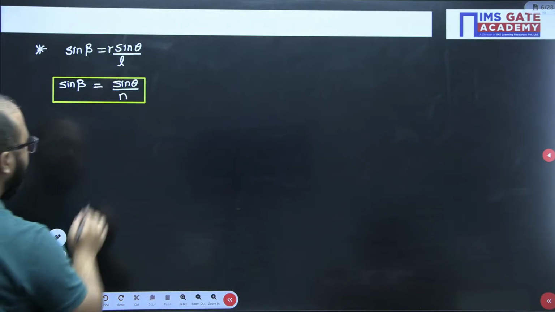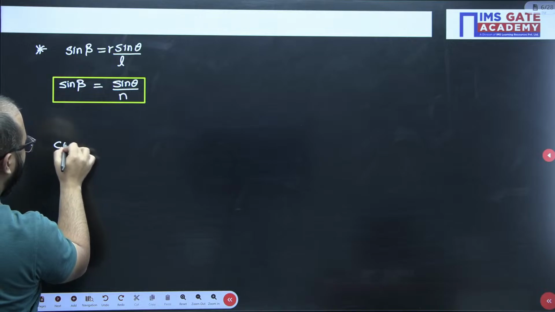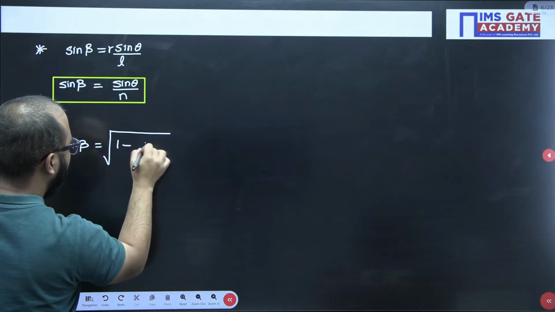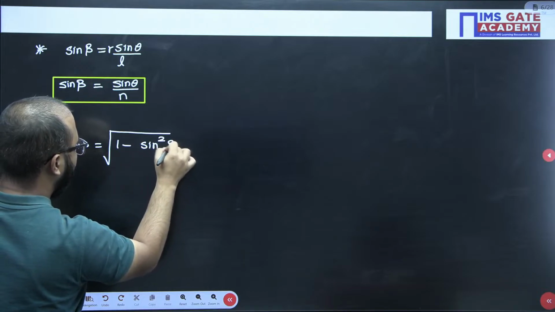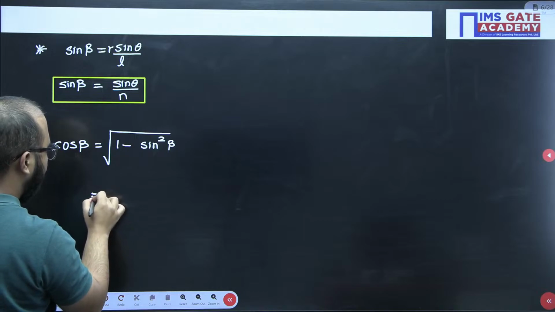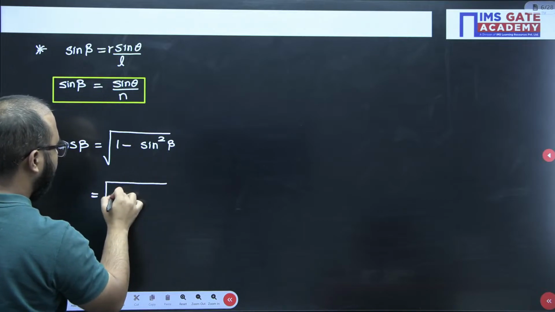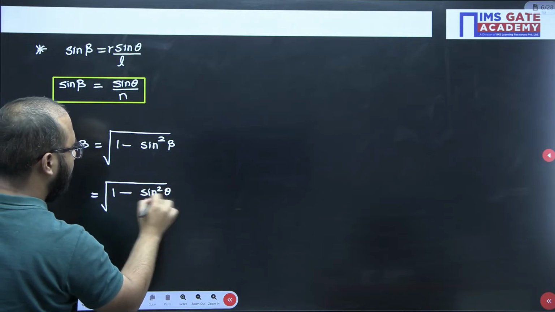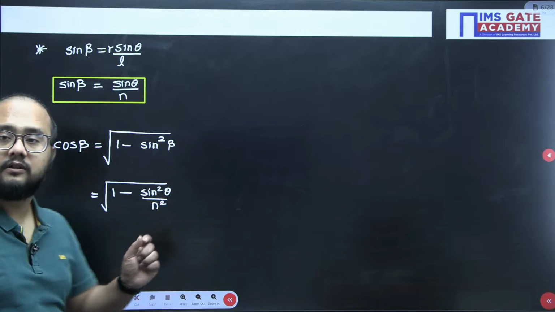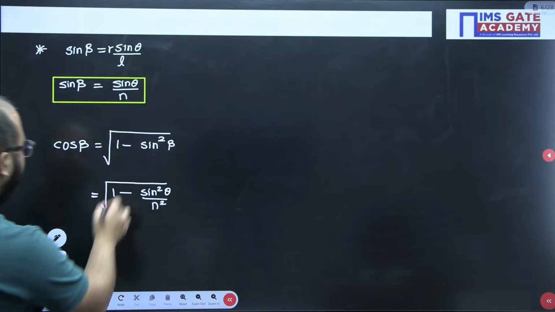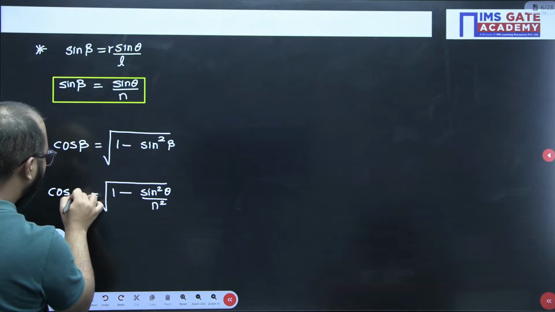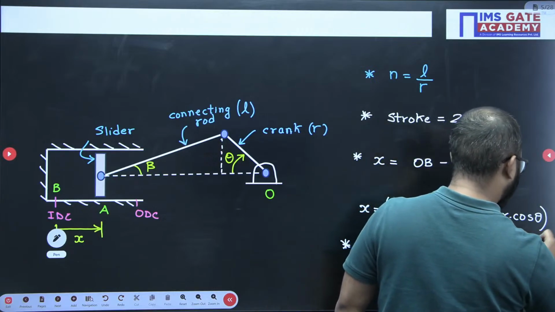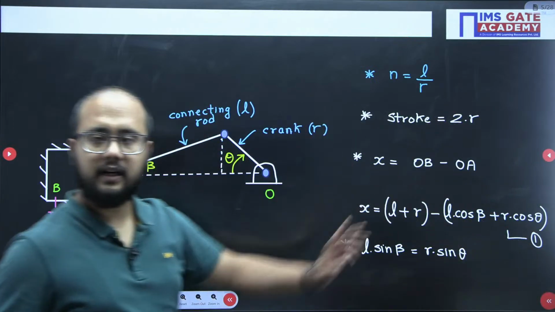So cos beta I want. Sine beta is there, so directly I can write cos beta equals under root 1 minus sine square beta. So 1 minus sine square beta value will be, sine square beta value is sine square theta divided by n square. So this is the value of cos beta that I will be substituting in the displacement equation, that is equation number 1. Let's suppose this is equation 1.